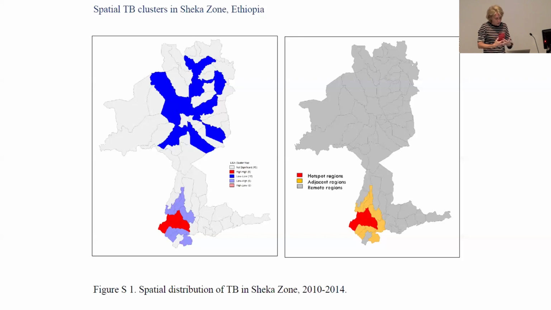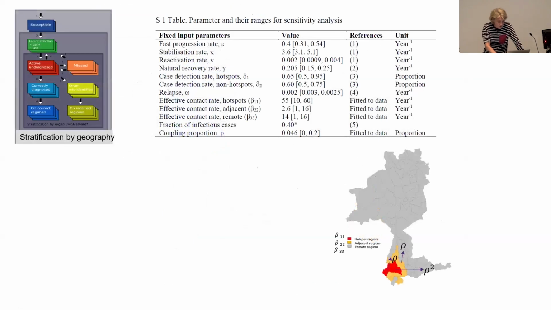Now, we had to reduce all of this rich data set down to 3 patches. So you've got your hotspot, you've got your medium adjacent region, and then you've got your more remote regions. Just down to 3 patches. The reason for that is that we then used the data on notifications and incidents to parameterize this model. So we fitted to the data 4 different parameters, one for the transmission in each of the hotspots, and one for coupling. That's how likely you are to get TB from an adjacent region versus your own region.